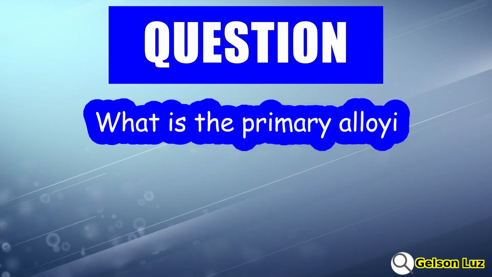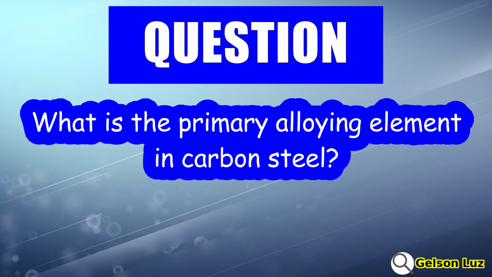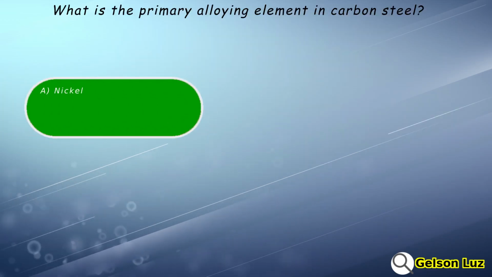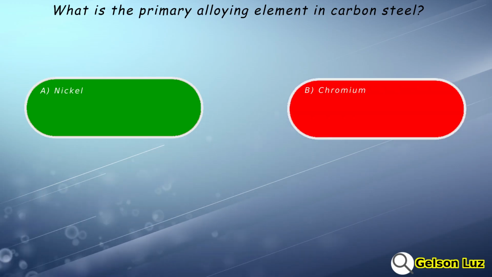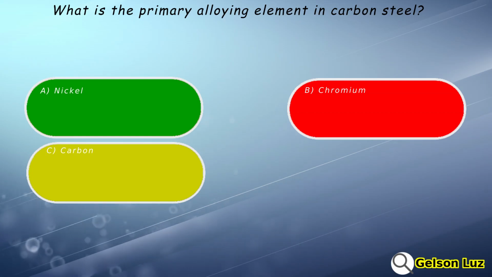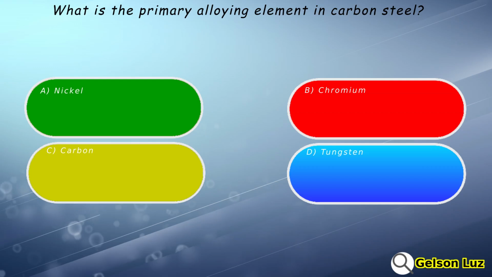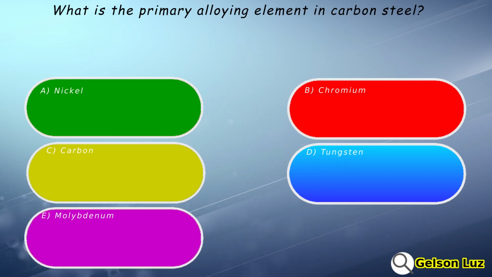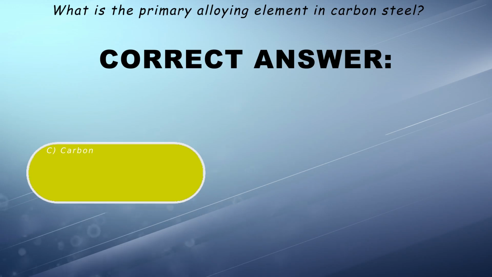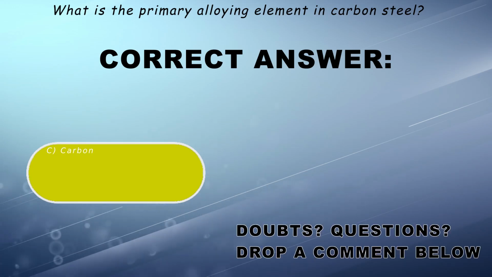Today's video is packed with easy exercises about carbon steels, alloy steels. What is the primary alloying element in carbon steel? A. Nickel. B. Chromium. C. Carbon. D. Tungsten. E. Molybdenum. The correct answer is C. Carbon.